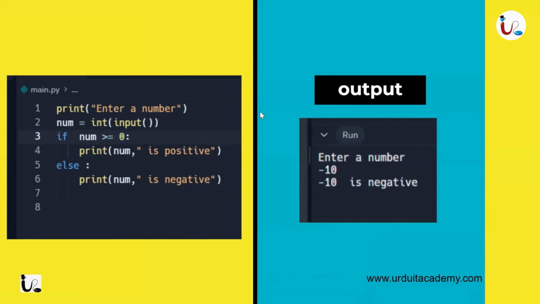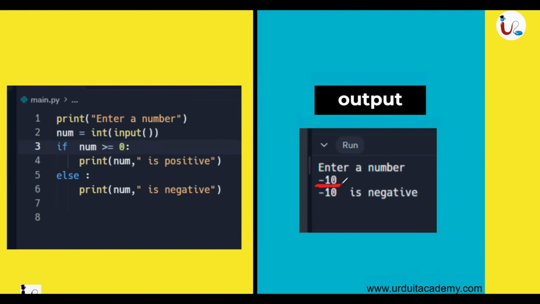You can see this here. Example. So we are printing enter a number. We are asking the user to enter a number. So the user is typing a number here. So imagine the number is -10. Okay. So we are checking if num greater than 0.